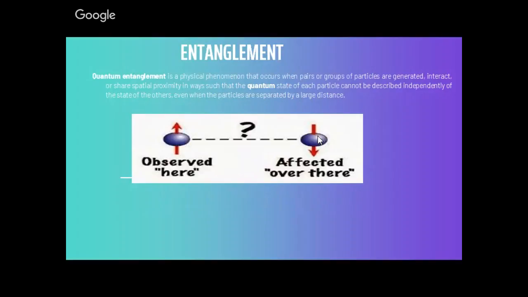Okay, imagine you have two coins. You toss them up. Maybe you have this one head, this one tail. But if they are entangled, they are both head and tail. So the effect of one will affect the other. What is observed here affects the one over there.